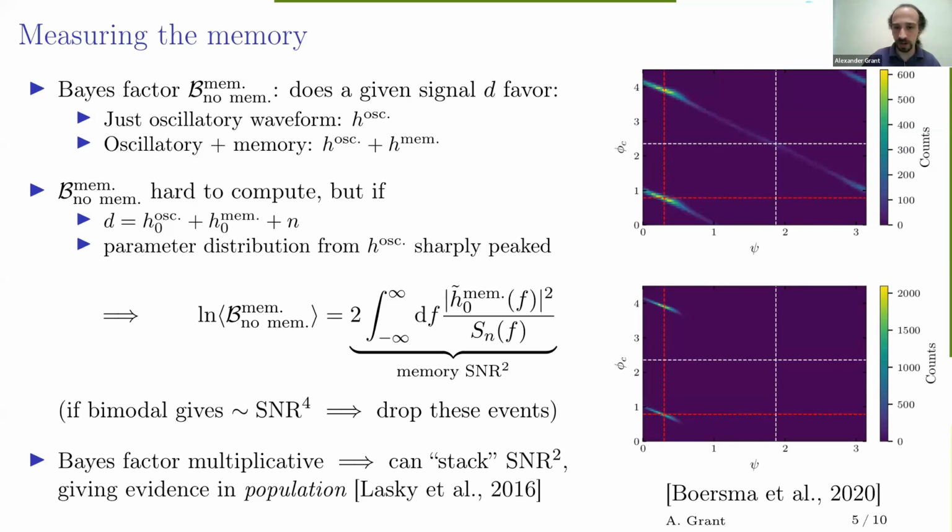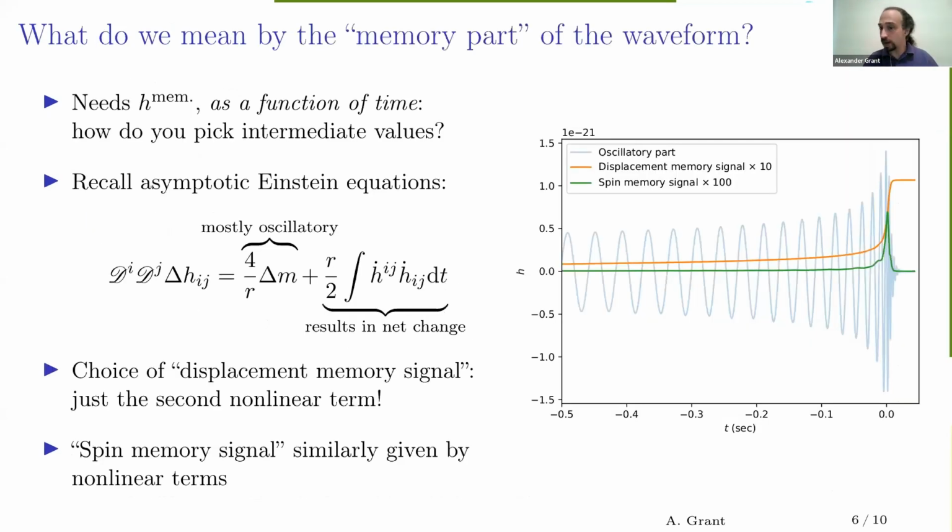Now, there's one thing that I somewhat glossed over, namely that the entire procedure I just described assumed that there was a way of splitting the waveform into a piece that is purely oscillatory and a piece that is non-oscillatory and associated with the memory. As I previously described on previous slides, the memory effect is associated with some change over a burst of gravitational waves, a change in the metric, the total integral of the metric over the entire waveform. How do you pick its intermediate values? What's a good choice of this memory as a function of time, the memory part of the signal?